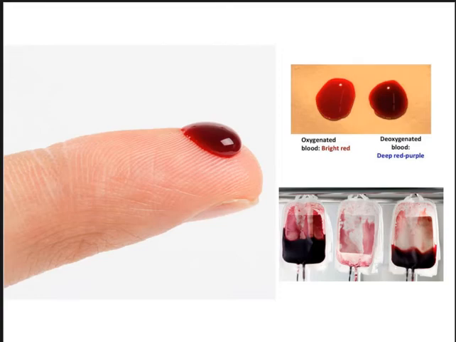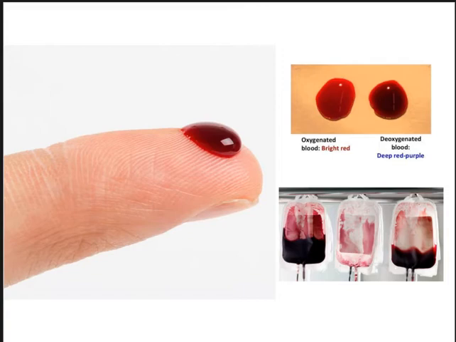This is a drop of blood. For the color red, it has two types; I think you have encountered this: the oxygenated and the deoxygenated blood. Oxygenated blood still has oxygen, so its color is bright red. Whereas deoxygenated blood, which is what we usually get from our patients, has a deeper red purple color. Please take note of that.